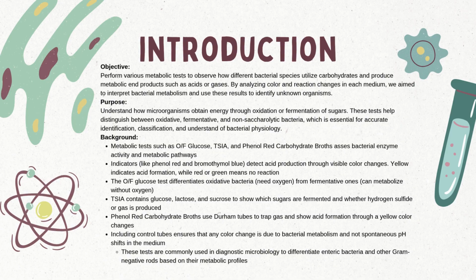Basically, the controls make sure that any color or gas change actually comes from bacterial metabolism, not just a random pH change or contamination that might have been included. And in our background, we mentioned some tests we use, like OF glucose, TSIA, and phenol red carbohydrate broths. These are common in diagnostic microbiology because they tell us a lot about bacterial enzyme activity and sugar metabolism.